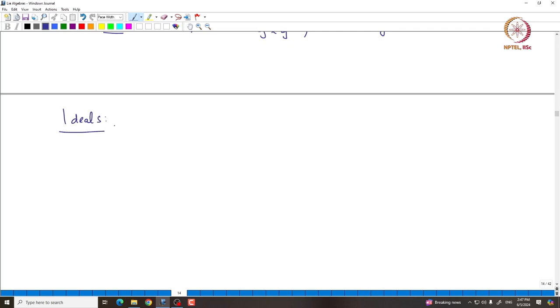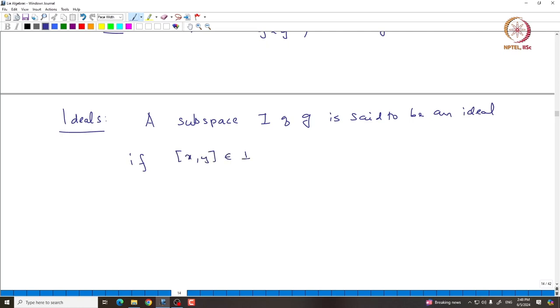An ideal is a subalgebra, or even a subspace just to begin with. A subspace I of G is said to be an ideal if whenever we take the bracket [x, y], that should be in I for all x in I and y in G. This is very similar to what we define as ideals for general associative algebras.